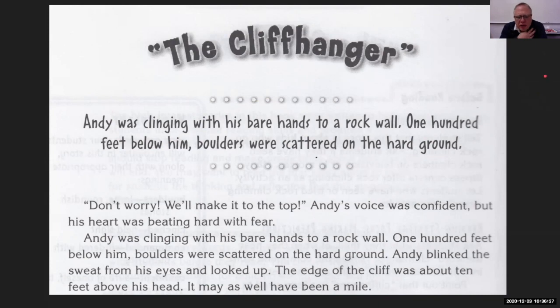"Don't worry, we'll make it to the top." Andy's voice was confident, but his heart was beating hard with fear. Andy was clinging with his bare hands to a rock wall. 100 feet below him, boulders were scattered on the hard ground. Andy blinked the sweat from his eyes and looked up. The edge of the cliff was about 10 feet above his head. It may as well have been a mile.